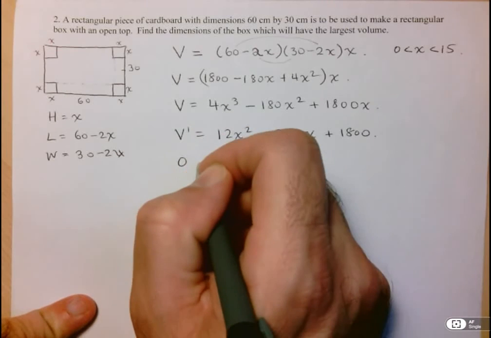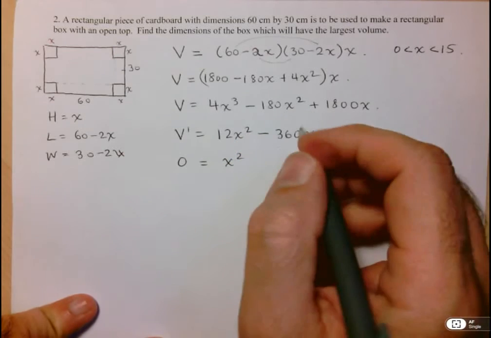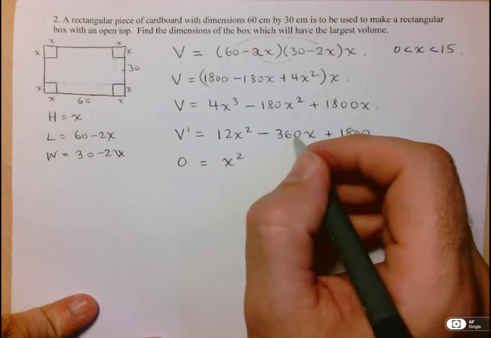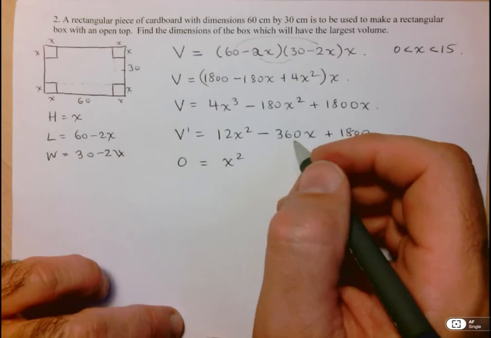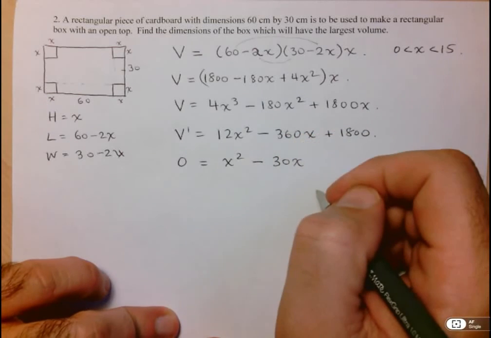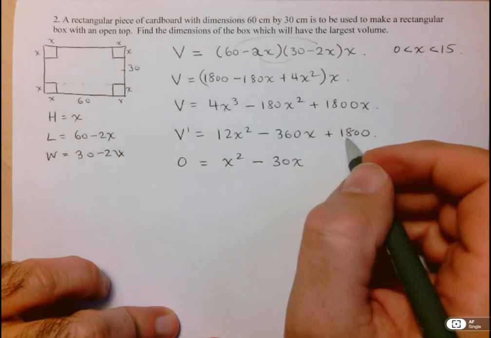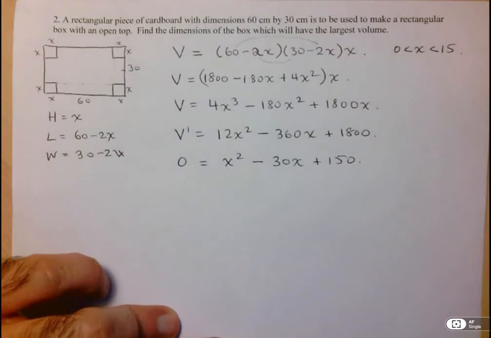So 0 divided by 12 won't change the left-hand side. Now I'm left with x squared, 36 divided by 12, so that'll just end up being 30. So minus 30x. 3 times 12 is 36. And then we saw that this is going to be plus 150 from my check earlier.